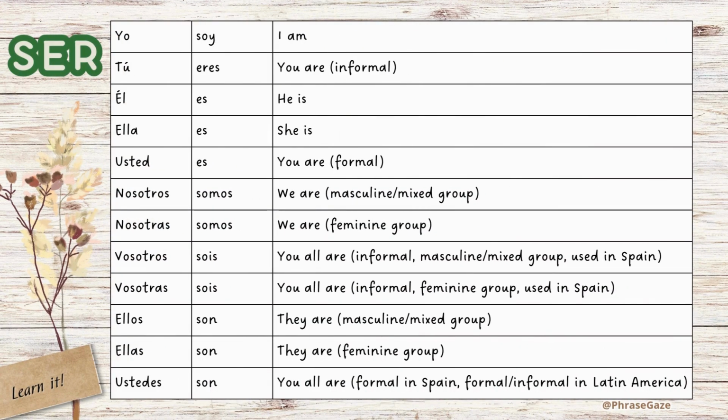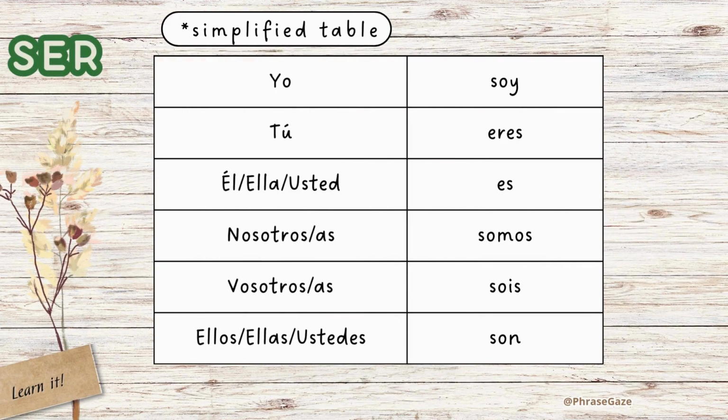Now, let's read the full ser conjugation table. This shows you how ser changes based on the subject. Yo soy. Tú eres. Él es. Ella es. Usted es. Nosotros somos. Nosotras somos. Vosotros sois. Vosotras sois. Ellos son. Ellas son. Ustedes son. Here's a simplified table that might look more familiar.